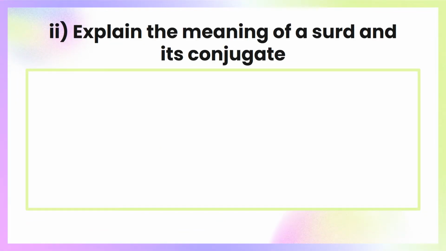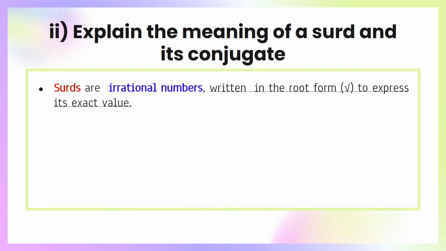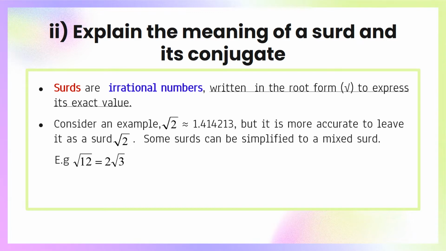Explain the meaning of a surd and its conjugate. Surds are irrational numbers written in root form to express their exact value. Consider an example. Root 2 is approximately 1.414213, but it is more accurate to leave it as root 2. Some surds can be simplified to make surds. For example, root 12 can be expressed as root 4 multiplied by root 3. So then we can simplify to 2 root 3.